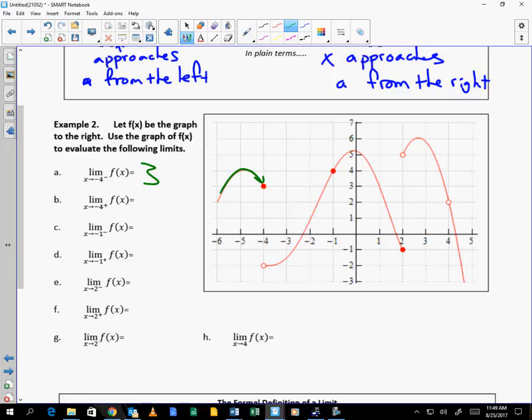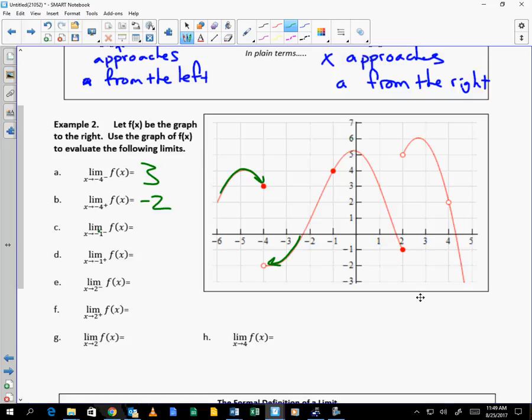Now, if I plug in -4, do I get 3? Yes. Let's move to the next one. Now I approach -4 from the right. What is it approaching? It's approaching -2. If I plug in -4, do I get -2? No, I get 3. So it's what it's approaching, not just what you get when you plug it in.